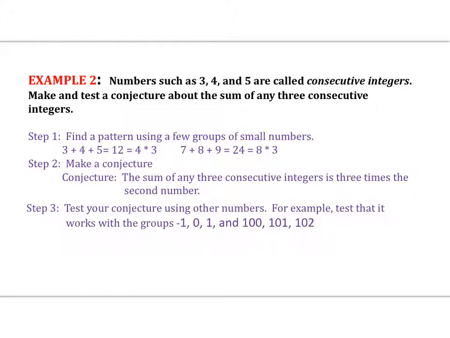So then our final step is to test the conjecture using other numbers. For example, test that it works with the groups -1, 0, and 1, and 100, 101, and 102. All right, so -1 plus 0 plus 1 is 0, and that's equal to 0 times 3. That checks. Let's take a look at 100 plus 101 plus 102, which is 303. Is that equal to 101, the second value, times 3? Yes, that checks as well. So it looks like our conjecture works.